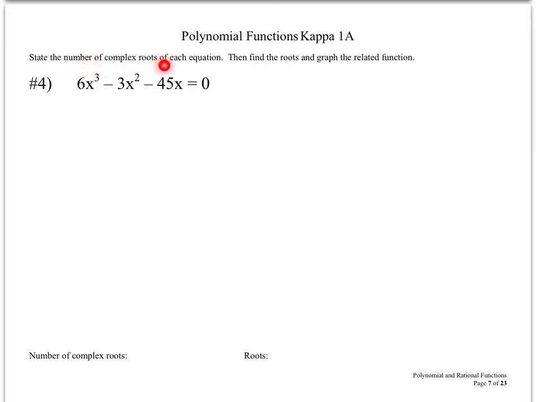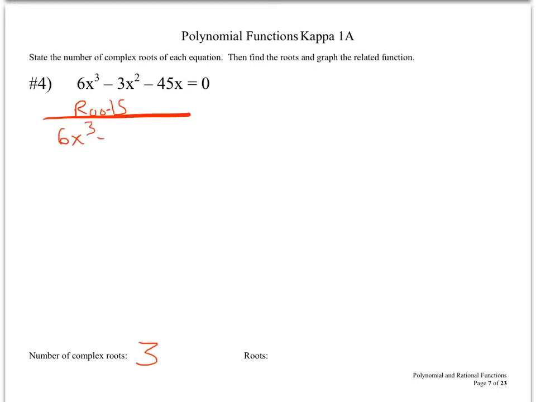State the number of complex roots of each equation. Well, this lead term has an exponent of 3, which means the degree of the polynomial is 3, which means the number of complex roots is 3. Find the roots. Well, roots are x-intercepts. They're zeros of the function.